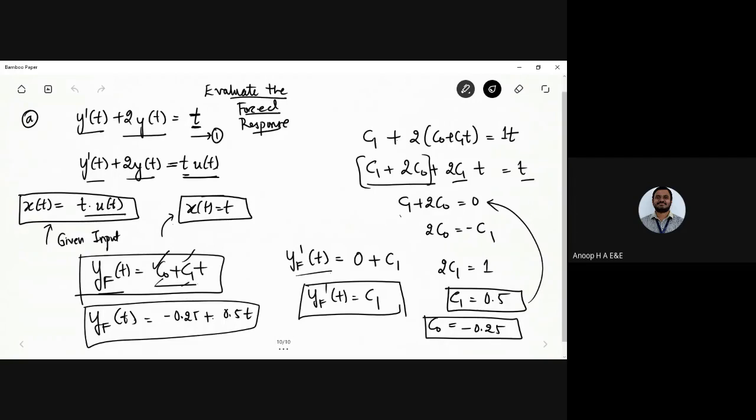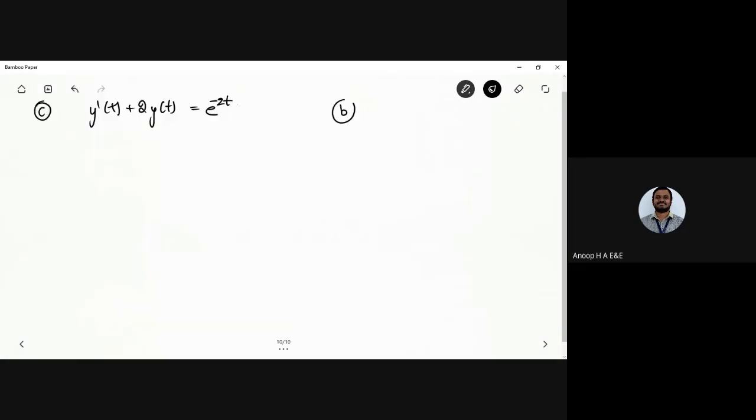Okay, the second problem. y dash of t plus 2y of t equals cos t u of t. I repeat, it is cos t, it is not sin t. Remember this very clearly. With these inputs, you are going to find the structure of the forced response, which depends on the input being applied.